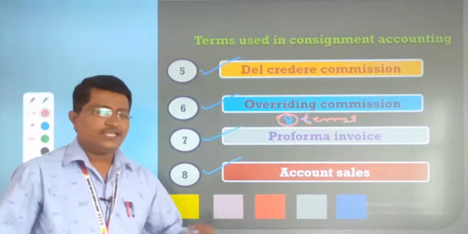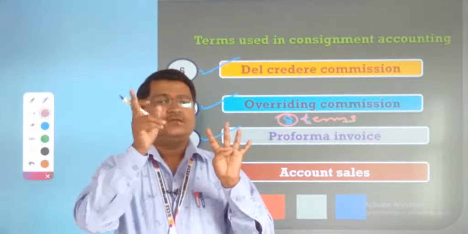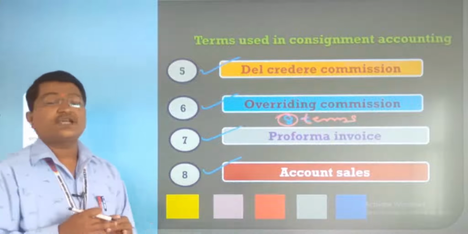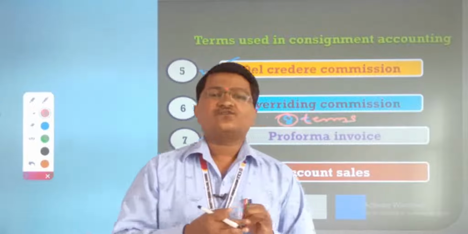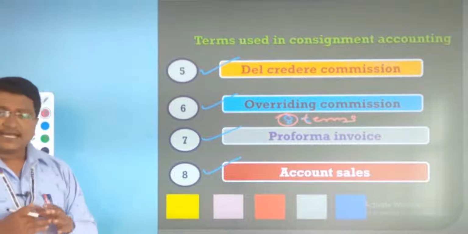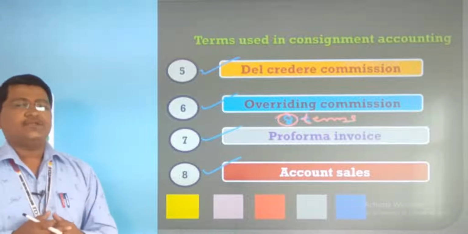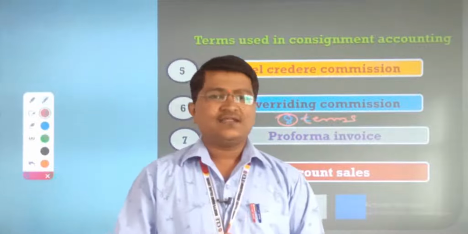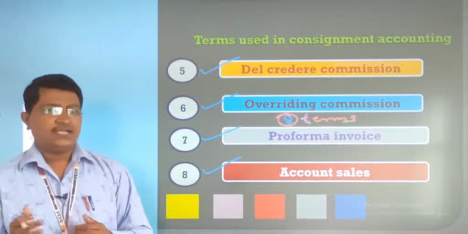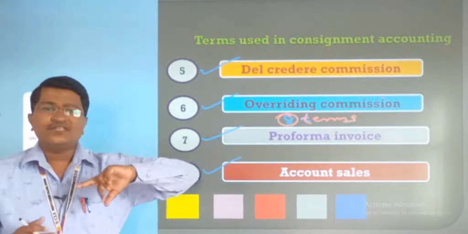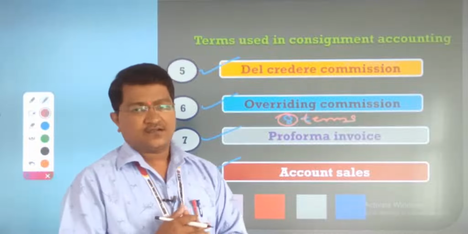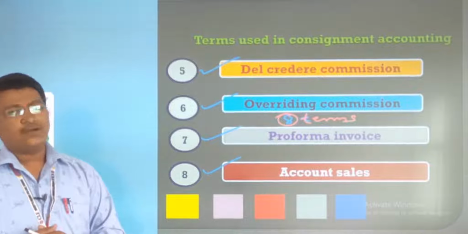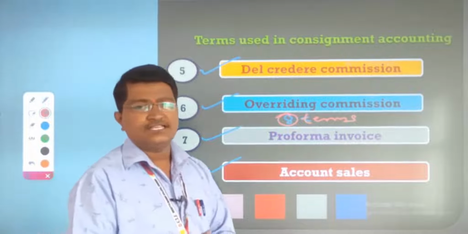So once again let me repeat all the 8 terms. First one is consignor, second one is consignee, third one is consignment agreement, fourth one is commission, fifth one del credere commission, sixth one overriding commission, seventh one pro forma invoice, and the eighth and last one that is account sale. So we should learn all these terms in detail, right? So now we begin with the first term, that is consignor, right? Now in detail one by one we should learn all these terms. We come to know in detail what is exactly the meaning of all these terms, right?